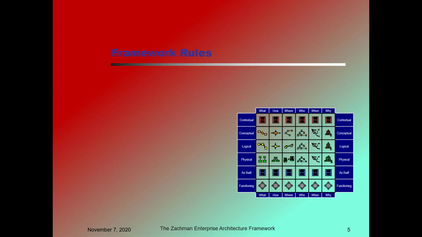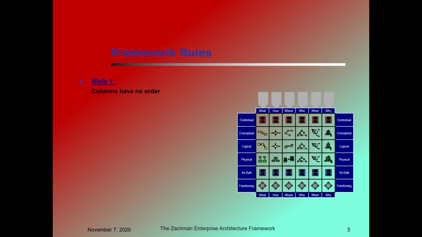Now, let's talk about the rules. The Zachman framework also has rules. As I just mentioned earlier, those rules involve what, how, where, who, when. Zachman provided the following rules to assist the reader in understanding ISA and its application.